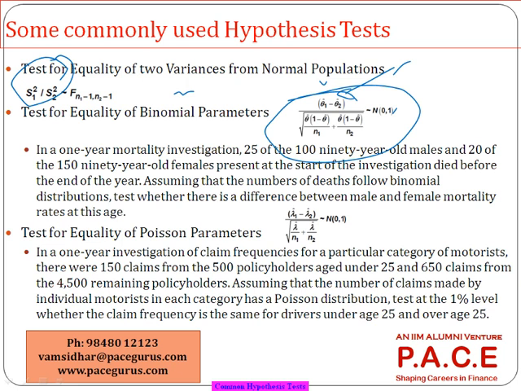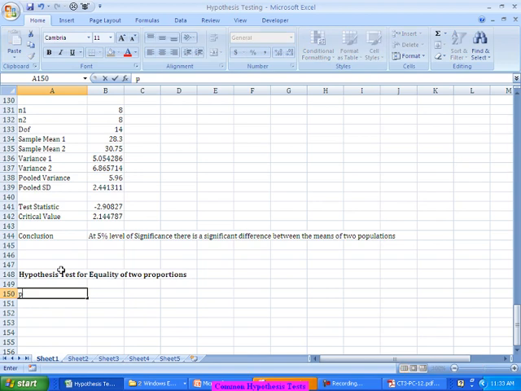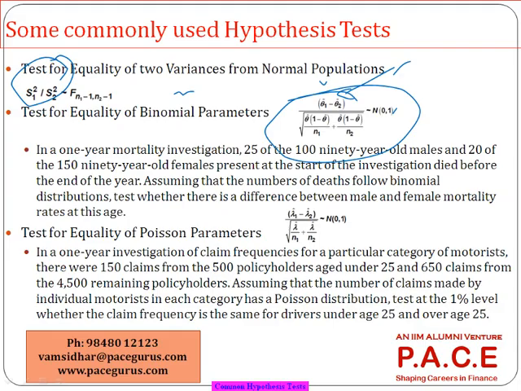In a 1 year mortality investigation, 25 of the 100 90-year-old males and 20 of 150 90-year-old females died. So probably one proportion for me, P1 or theta 1, whatever we call. P1 is 25 upon 100, which is for the males. P2 is 20 upon 150, which is for the females. All right.